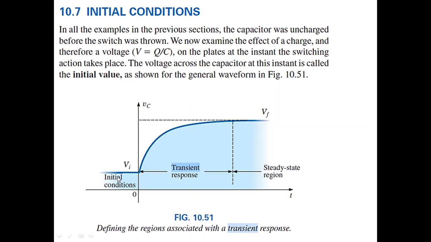So these are the initial voltages that have already been stored before the switch is thrown, and when the switch is thrown at t equal to 0, we have the initial value already, Vi. And from there the voltage rises, not from 0 but from Vi. So it means there is some initial value before the switch is thrown. Now what will be the effect on the final value if we have the voltage Vi?